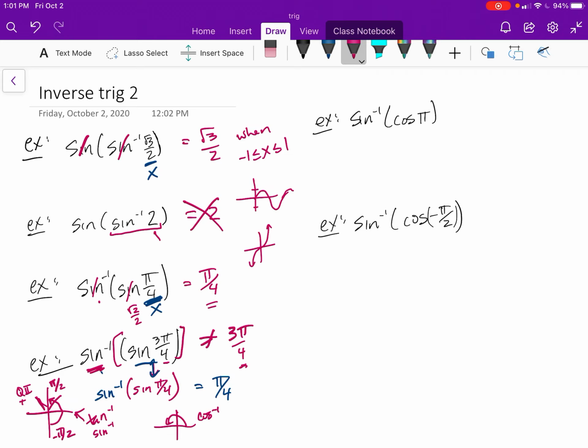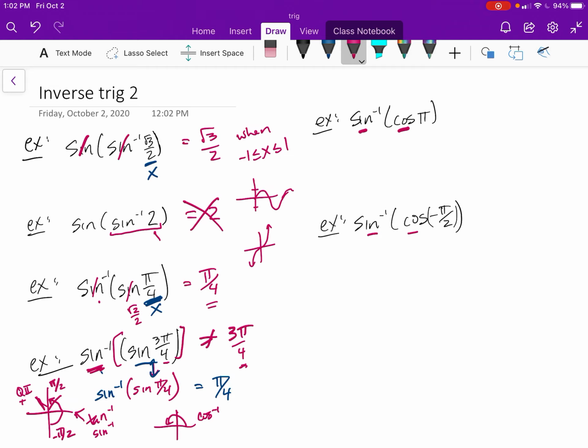All right, let's look at this next example here. We have sine inverse of cosine pi. And cosine pi, well, we have sine inverse and cosine. They're not inverses of each other, right? So we can't just cancel. Sine inverse and sine would cancel if it's all within the restrictions, but here this doesn't cancel.